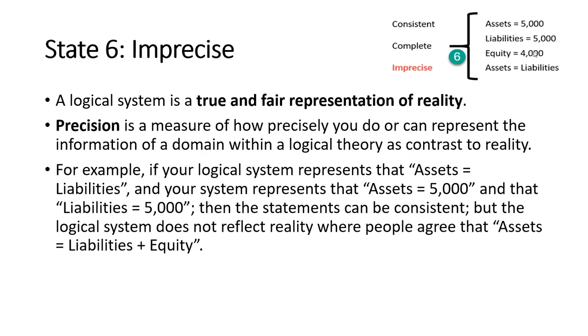State number 6 is where you have a system that is imprecise. A logical system is a true and fair representation of reality. Precision is a measure of how precisely your logical system is representing reality. In this case, assets equals liabilities is not reality. In reality, assets equals liabilities plus equity. But here, the system is saying that assets equals liabilities, and the facts state that assets do in fact equal liabilities. However, that is imprecise because that is not reality. So that's a flaw that you can have within your system if you make a logical error in your system.